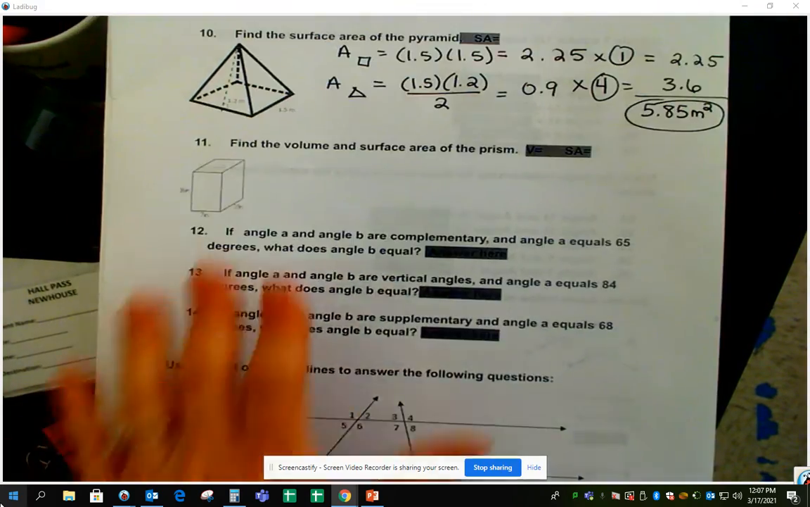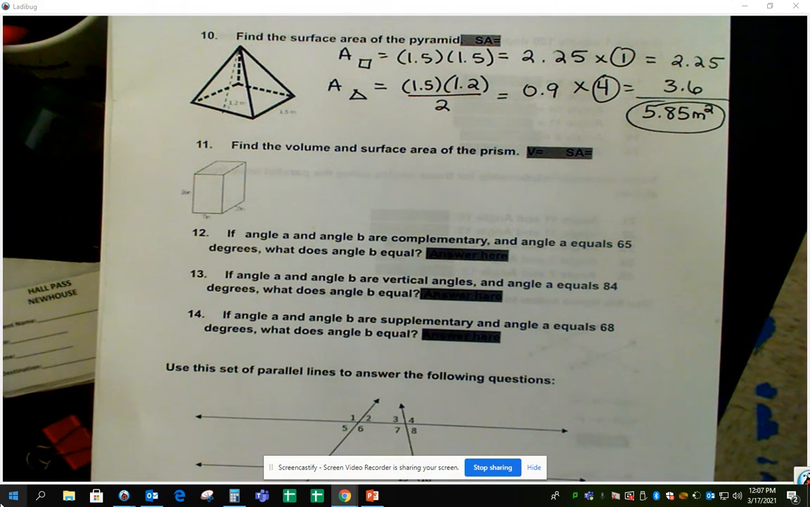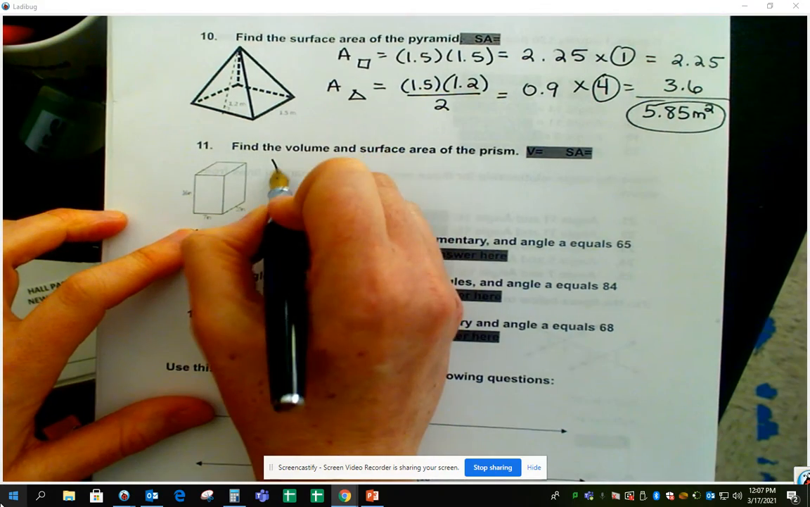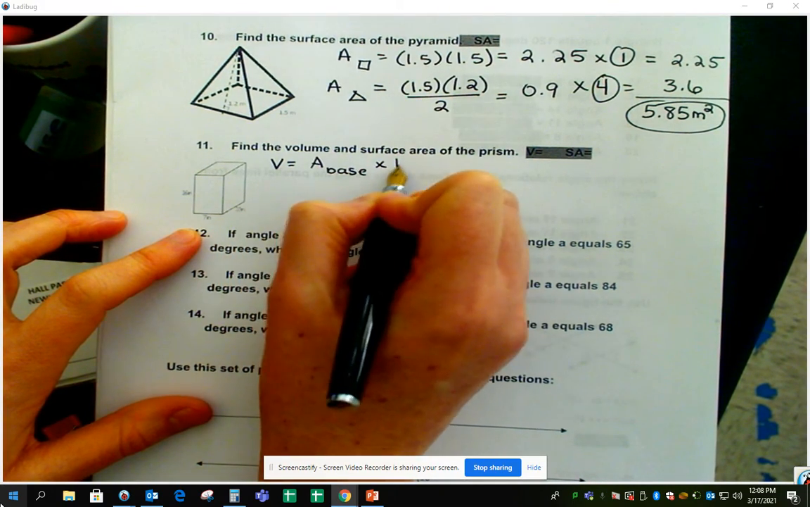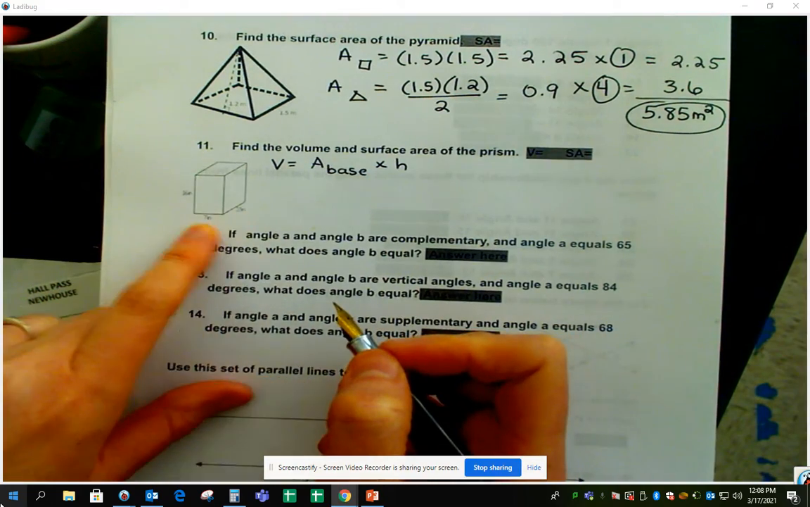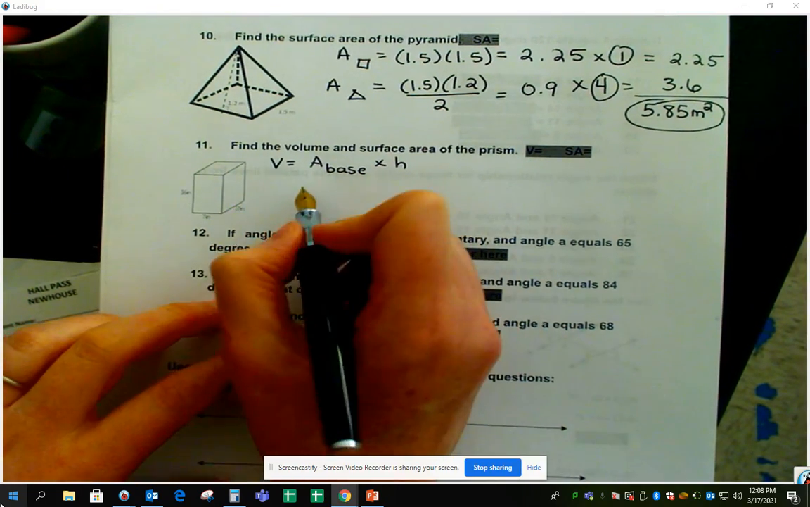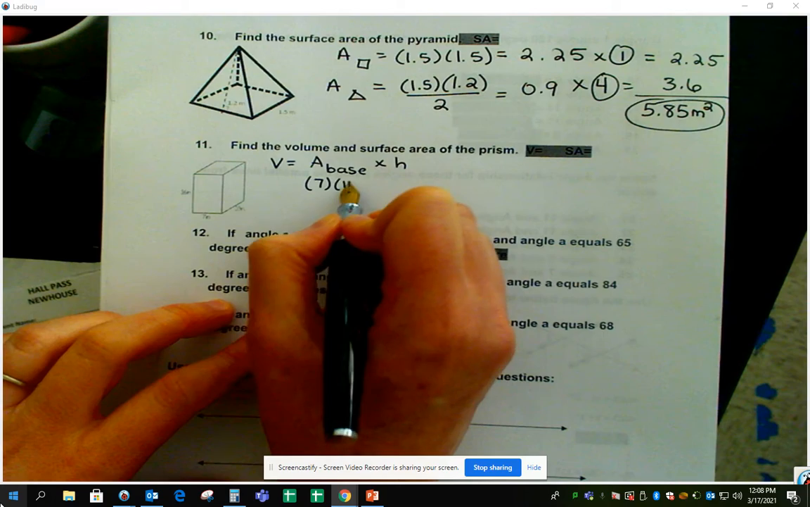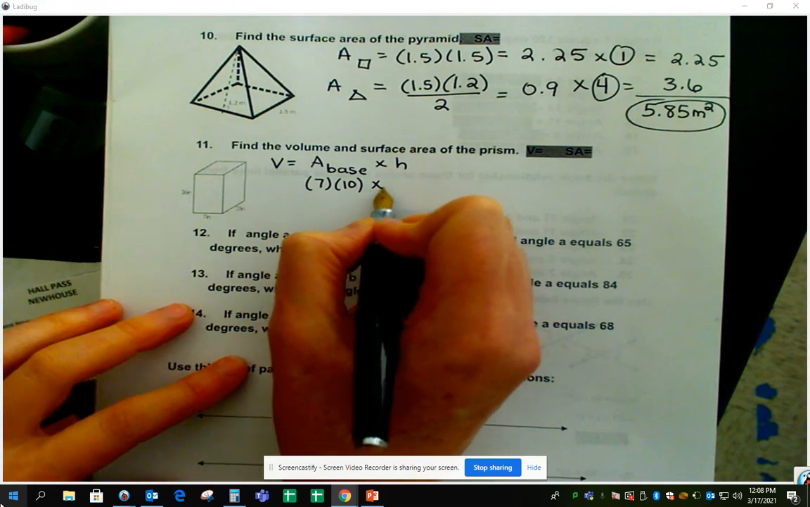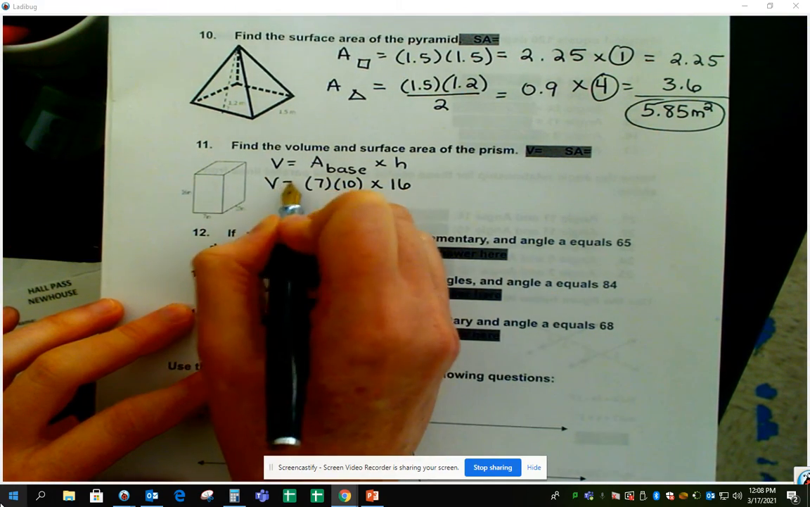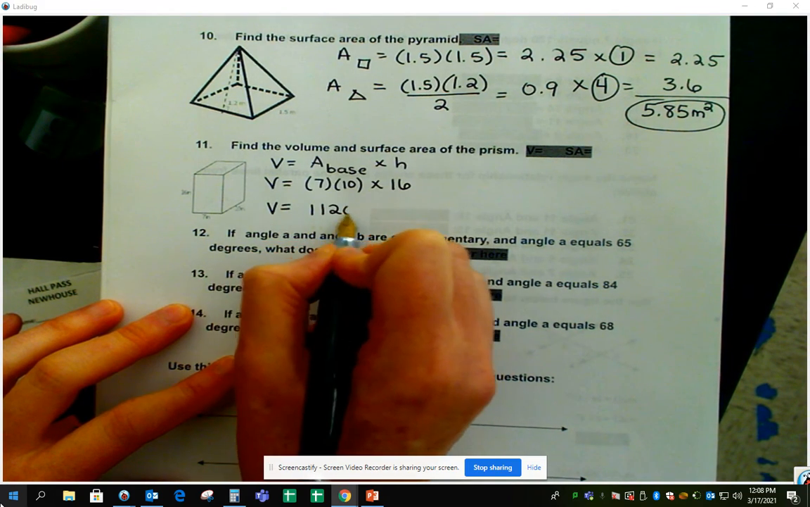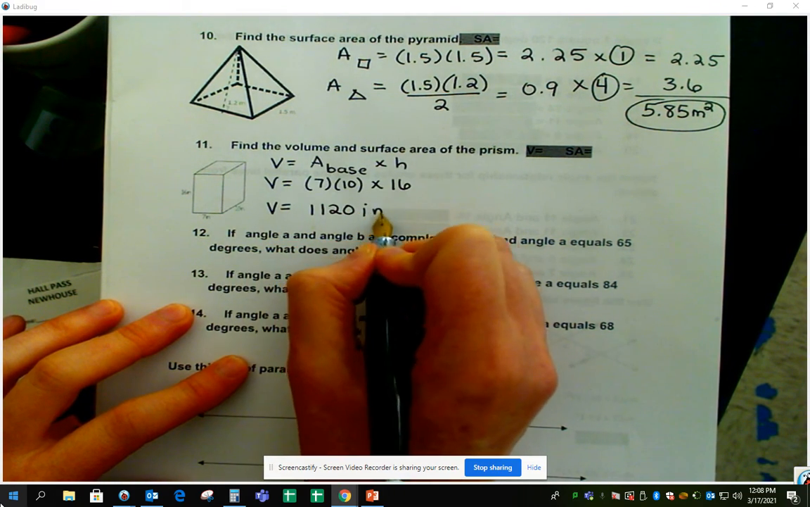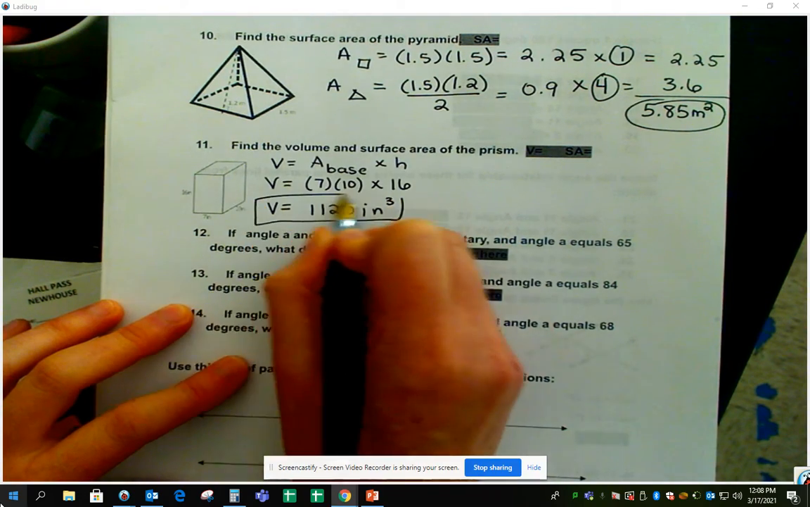Okay, here we've got the volume and surface area of a prism. So remember, volume is area of the base times the height. So our base is 7 by 10, and our height is 16. So when we multiply that all together, we get 1,120 inches cubed of volume.